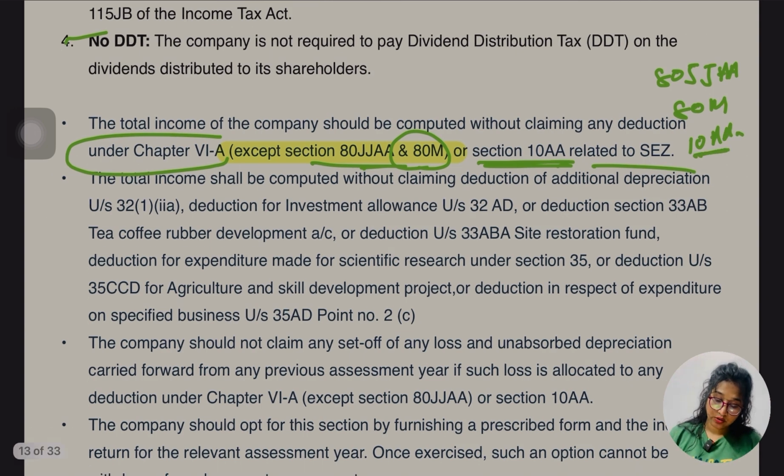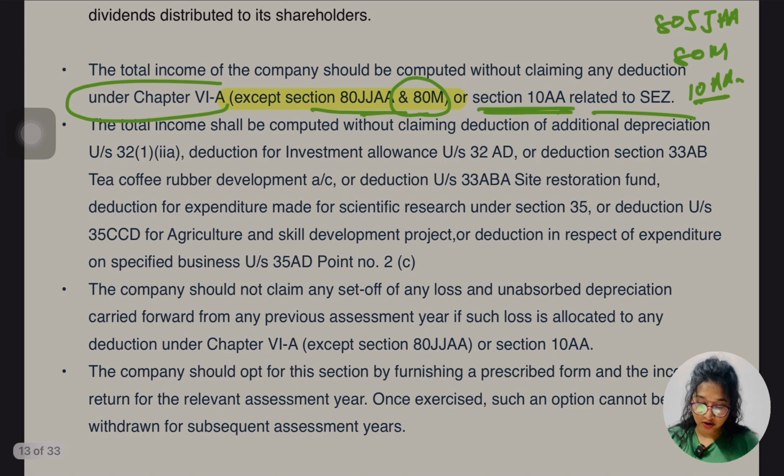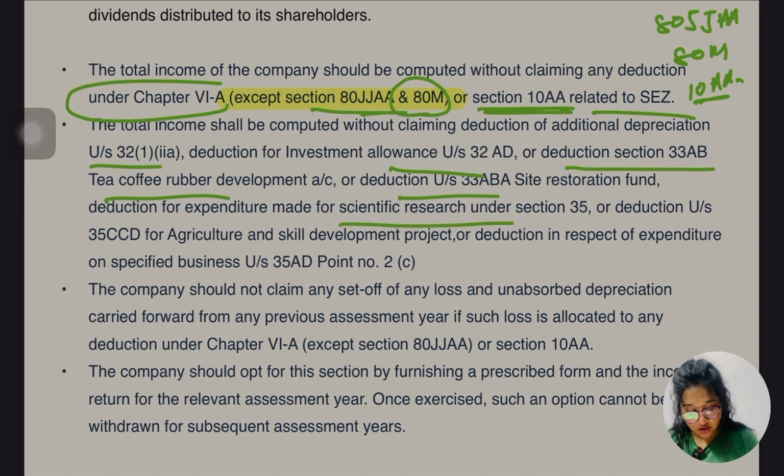Okay, the total income shall be computed without claiming deduction of additional depreciation. Yes, we know this. These are similar points, so not much confusion. Deduction for investment allowance, section 32AD, is also not allowed. Deduction under section 33AB for tea and coffee is not allowed. And deduction under section 33ABA for site restoration. Deduction for expenditure on scientific research under section 35 is not going to be allowed. Deduction under section 35CCD for agriculture and skill development projects is not allowed. Or deduction in respect of expenditure on specified business under section 35AD is also not going to be allowed.